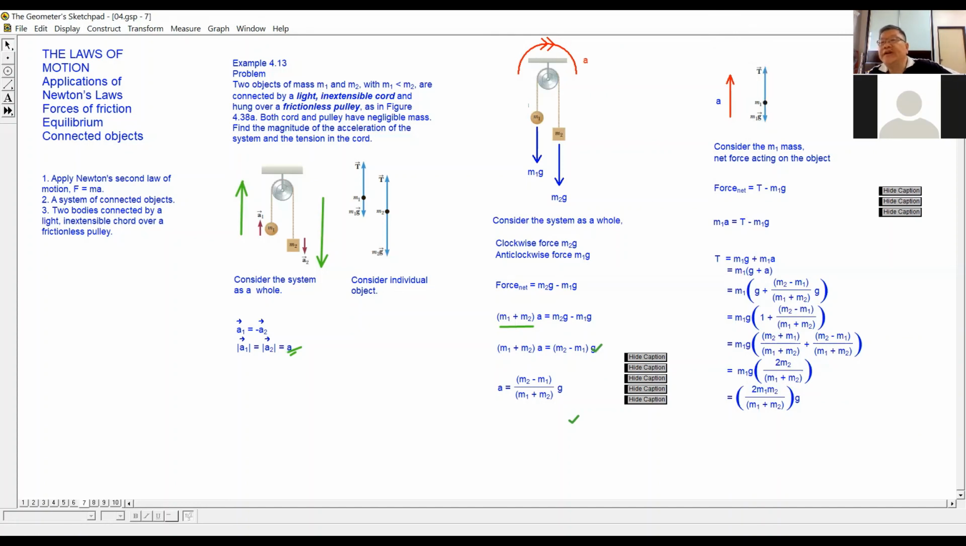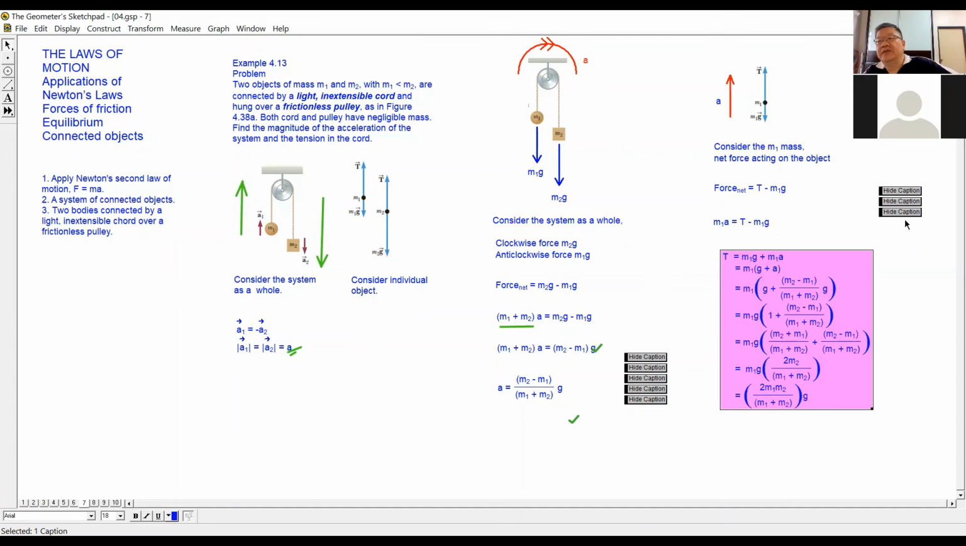So from there you can calculate the tension in the string. Okay, so two ways of looking at it. The first one, look at the system as a whole to calculate the acceleration. The second one, look at one particular object, calculate the tension. Okay? So this is the approach that we are going to use.